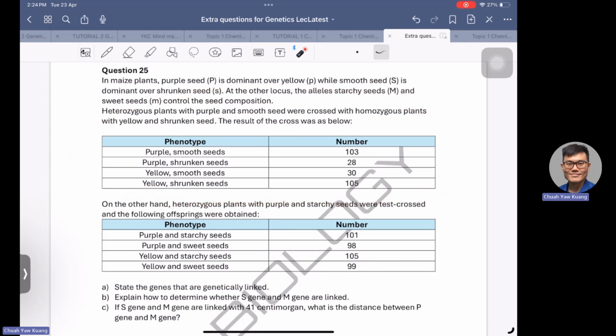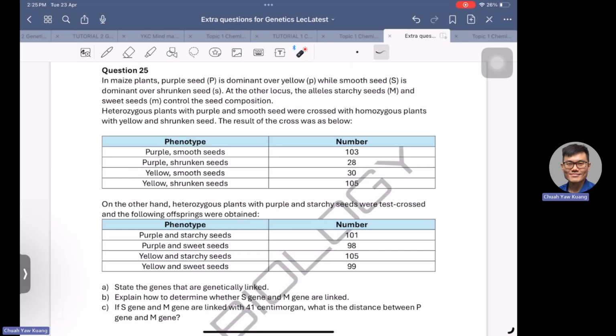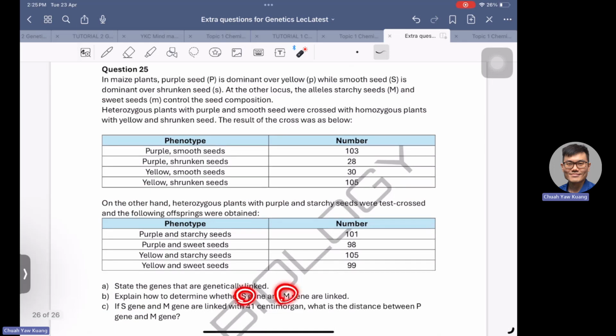In order to test whether two genes are linked or not, you need a heterozygous dominant. For example, purple and smooth are both dominant, so you need a heterozygous dominant in order to test. In this case, you want to test the S gene and the M gene, so you have to find a plant that is heterozygous dominant for S and heterozygous dominant for M. That's the first parent.